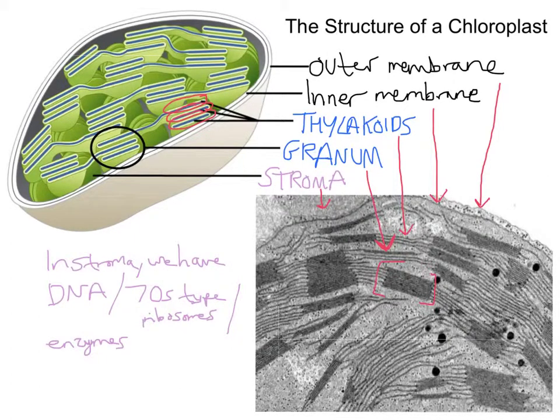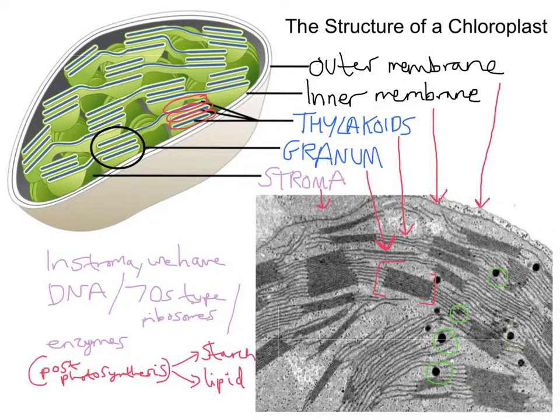Now, post photosynthesis, so I'm going to put this in brackets here, post photosynthesis, you can also find two other things in the stroma: starch, but also lipid. And that's what these, if I highlight them in green, for example, that's what these larger sort of dots on this electron microscope represent. These are starch grains post photosynthesis.